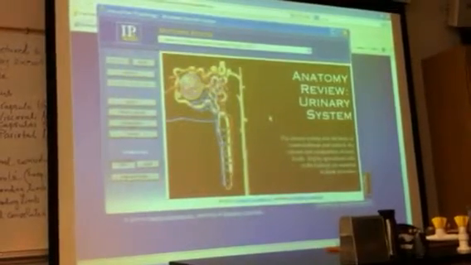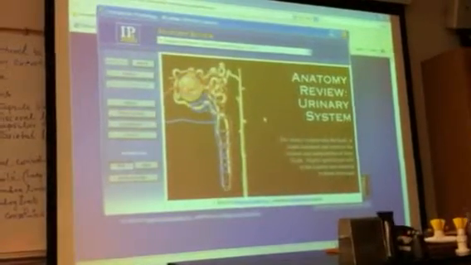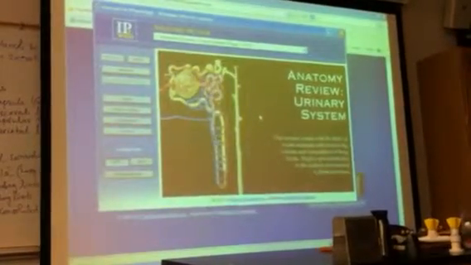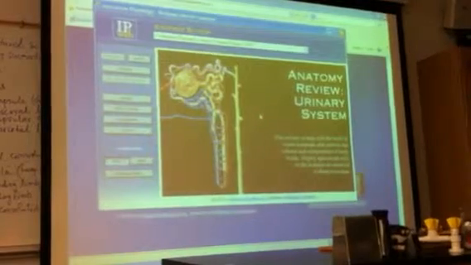The urinary system rids the body of waste materials and controls the volume and composition of body fluids. Highly specialized cells in the kidneys are essential to these processes.